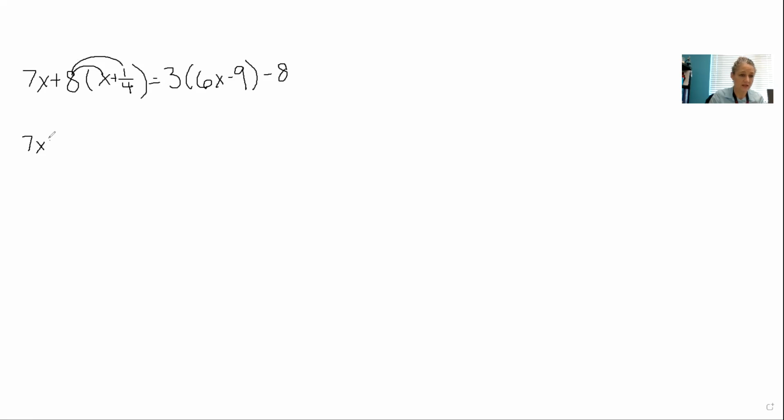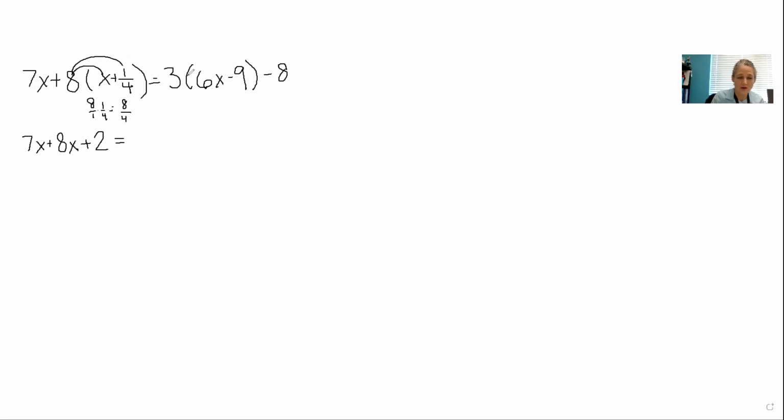So 8 times x is 8x. That one's easy enough. 8 times 1/4 is the same as 8 over 1 times 1/4. So that's 8 divided by 4, which is 2. See why I didn't want to multiply that 1/4 out of there? Because I'm just left with 2. I could have multiplied everything by 4, but then I'd have really big numbers, and I'd much rather just deal with the number 2. The number 2 is happy. So I've multiplied everything. I'm done on this side of the equal sign.